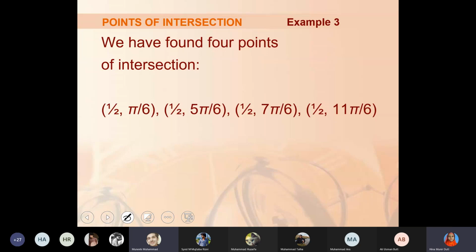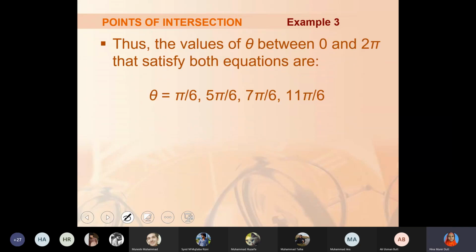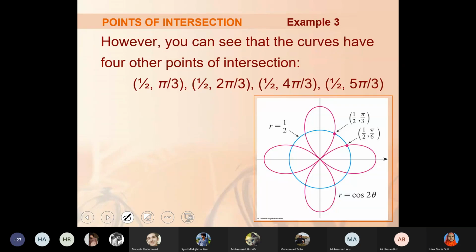r can also be equal to minus 1 by 2. Yes, it can be r is equal to minus 1 by 2, because r is equal to minus 1 by 2 is represented by the same circle. So we will solve, simultaneously, r is equal to cos 2 theta and r is equal to minus 1 by 2. And after solving that, we get the rest of the 4 points, which are pi by 3, 2 pi by 3, 4 pi by 3, and 5 pi by 3.